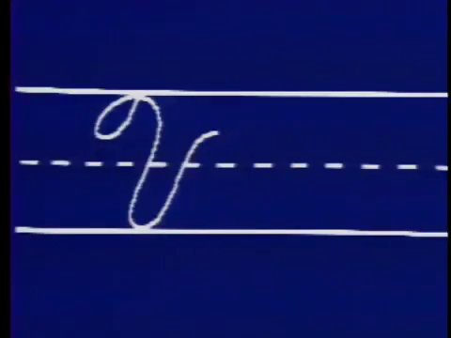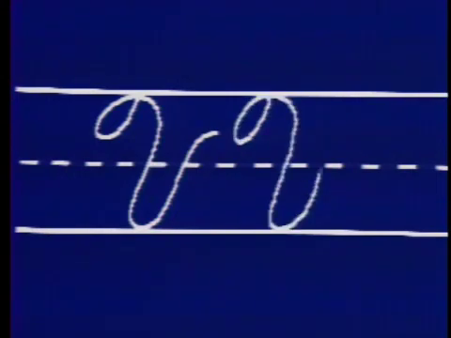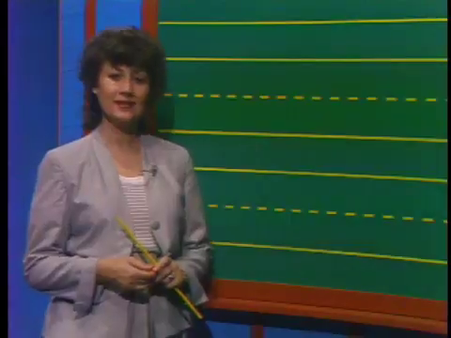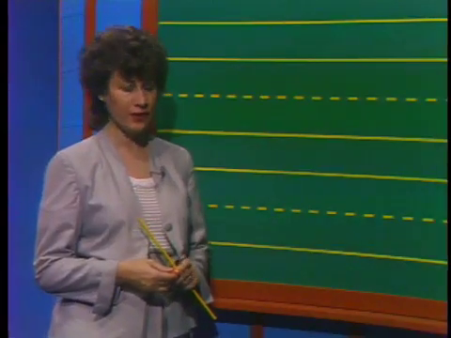It begins at the headline with a vertical loop, curves forward and slants to the baseline, and undercurve at the baseline. Then it comes up to about halfway between the midline and the headline and curves to the right a little bit. Let's look at it again. Vertical loop, slant, undercurve, finish. Now watch me make the capital letter V.